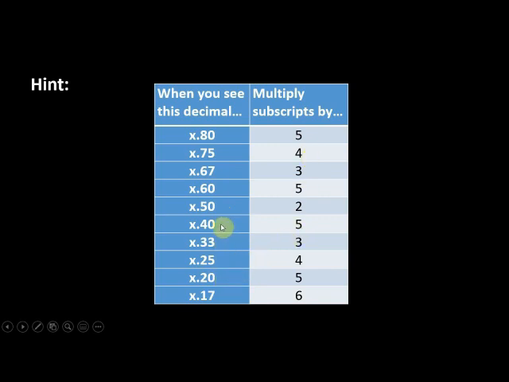0.2, 0.4, 0.6, 0.8, those are fifths. And so 1/5, 2/5, 3/5, 4/5, so on. And so those values can be multiplied by 5. 0.33, 0.67, those are thirds, 1/3 and 2/3. So if you multiply by 3. 0.17 is very close to 1/6. So if you recognize these decimal values, then it's easy to figure out what multiple I should multiply by to get to that whole number that I need.